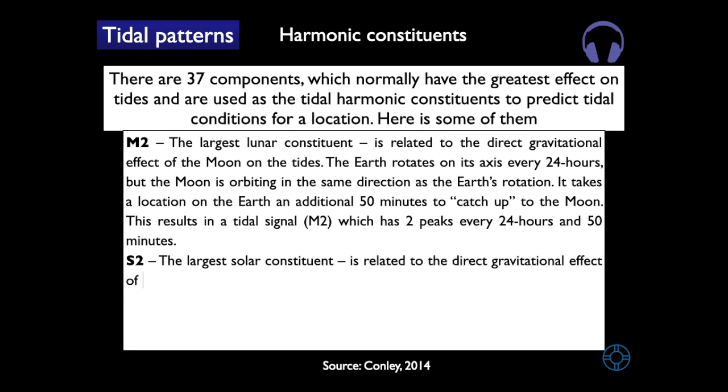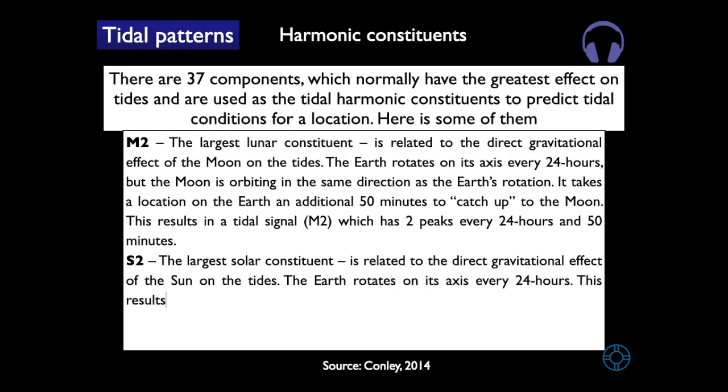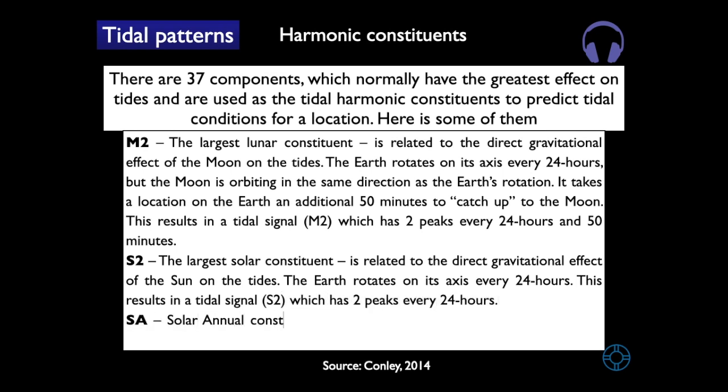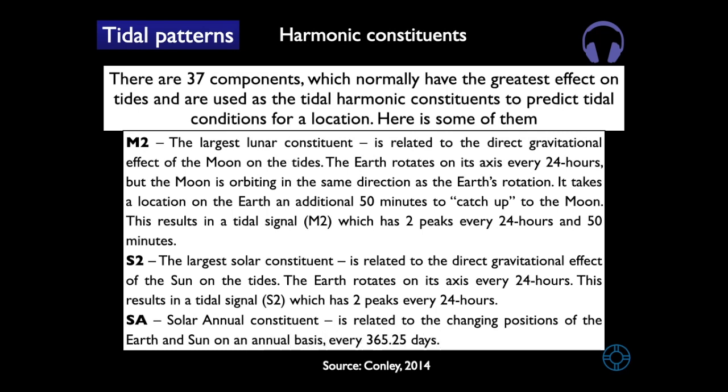S2, the largest solar constituent, is related to direct gravitational effects of the Sun on the tides. The Earth rotates on its axis every 24 hours. This results in a tidal signal S2, which has two peaks every 24 hours.